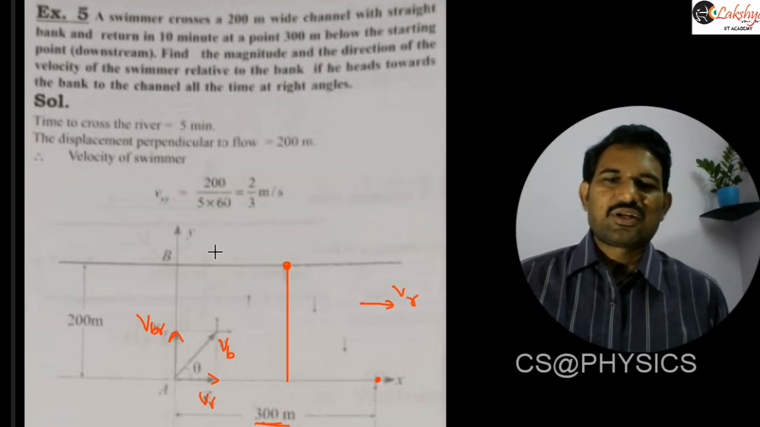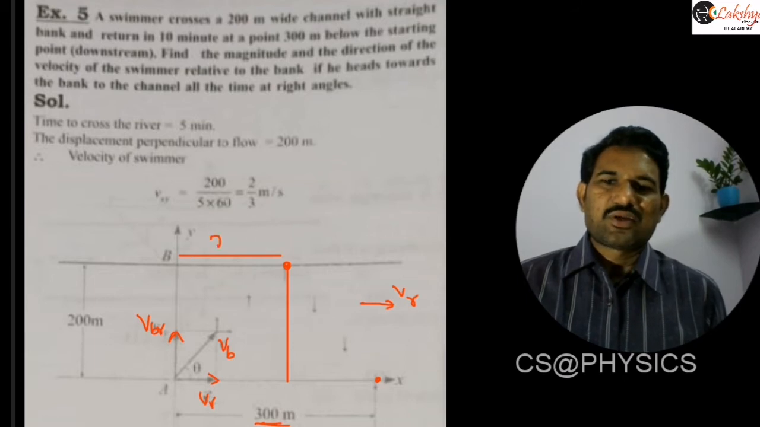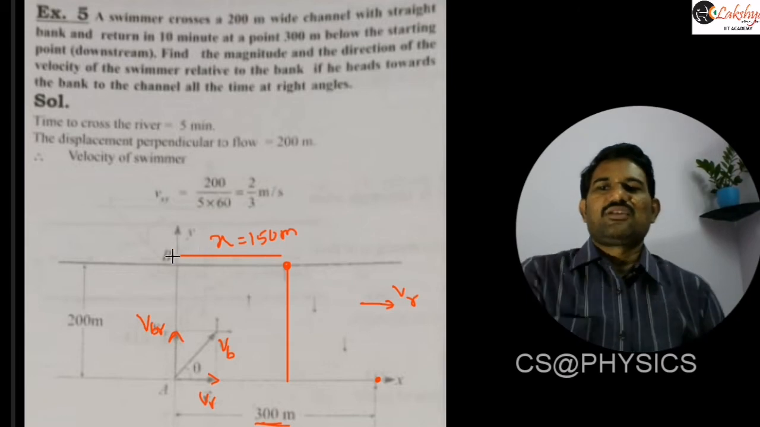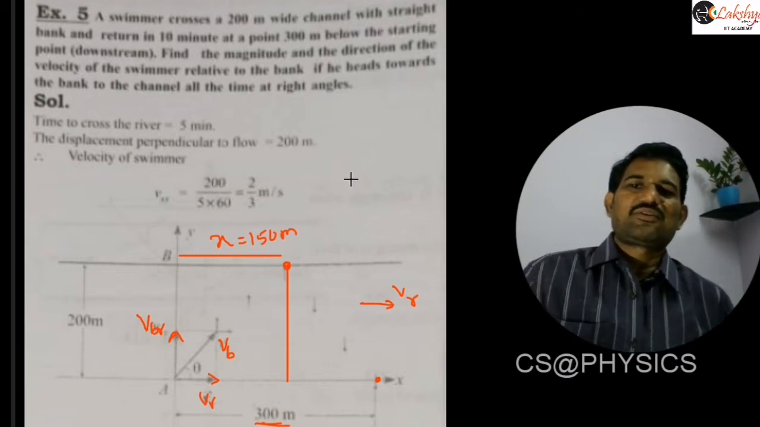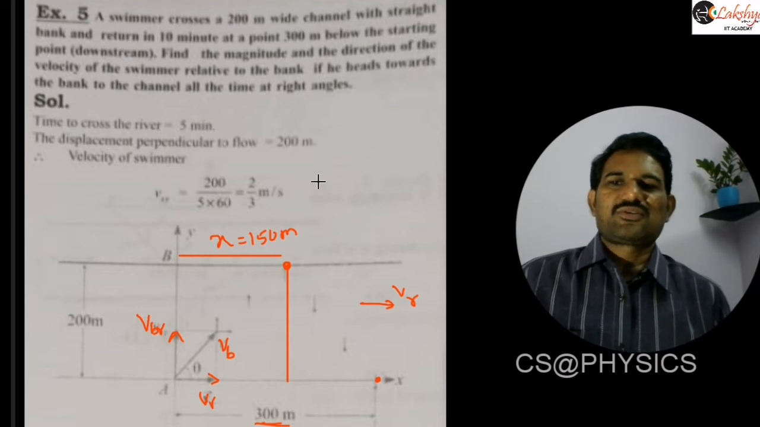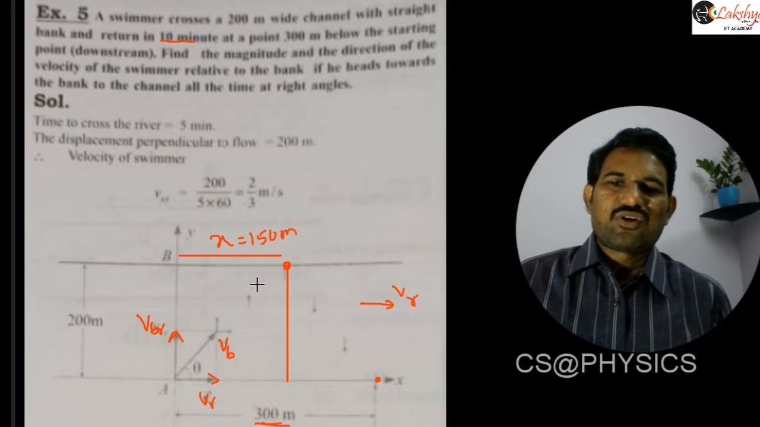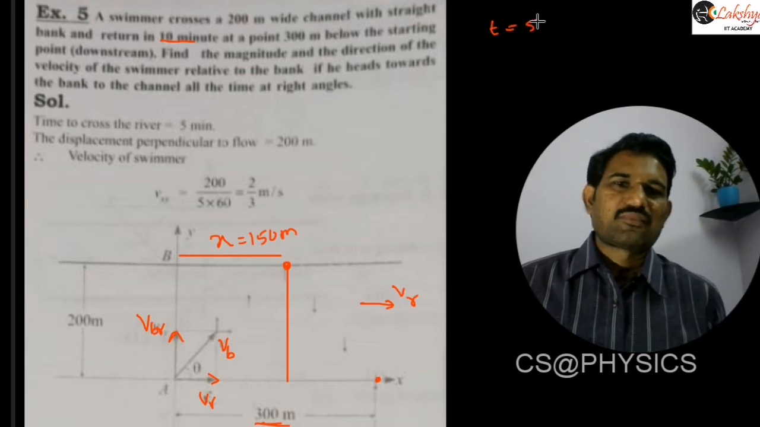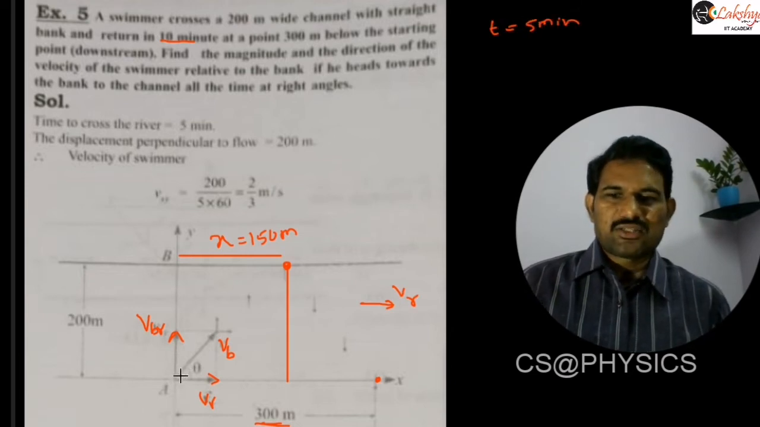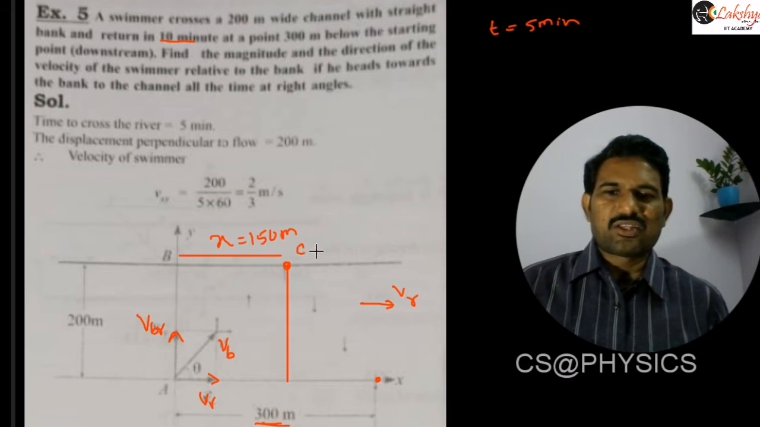So you can take this drift as 150 meters here. That means for one journey this will be the drift, half of this value, so 150 meters you can consider here. The drift value is the displacement perpendicular to the direction of the river flow. And the total time of 10 minutes is given, so for one journey you can take the time as 5 minutes. That means our time taken is 5 minutes for one journey, say for starting from point A and reaching the point C here.